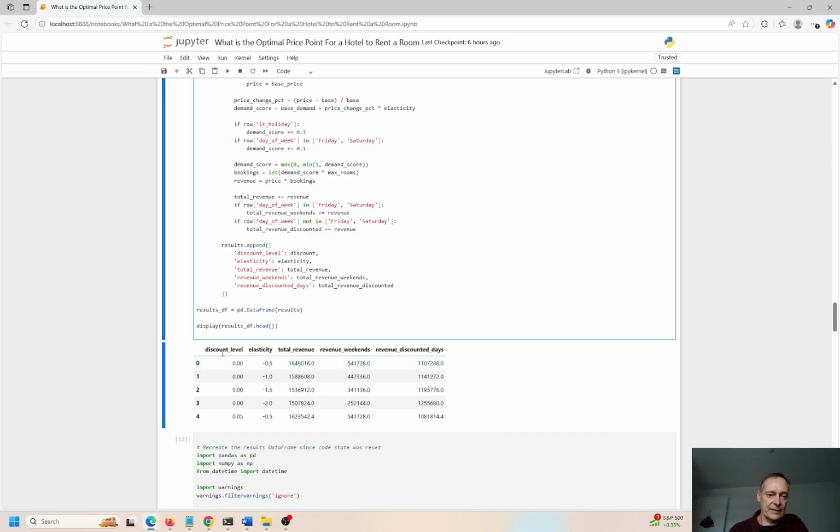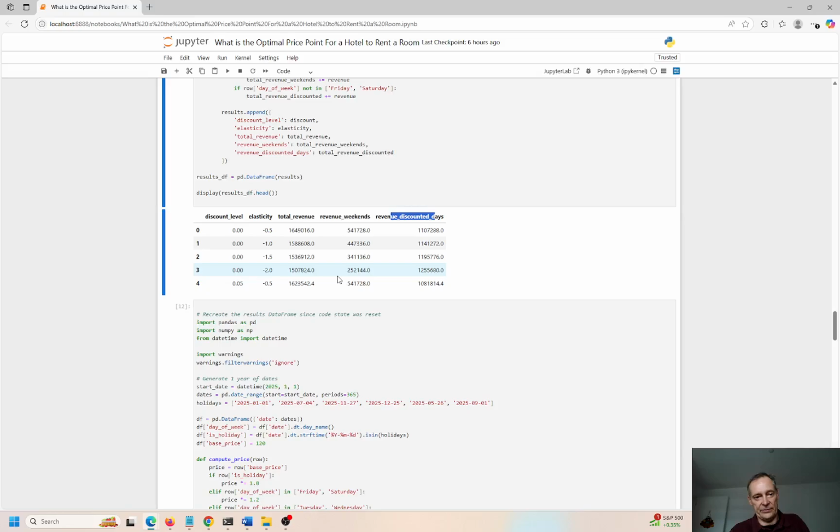So what do we get down here at the end? This is the discount level, elasticity, the total revenue, the revenue by the weekend, and revenue by days, okay?